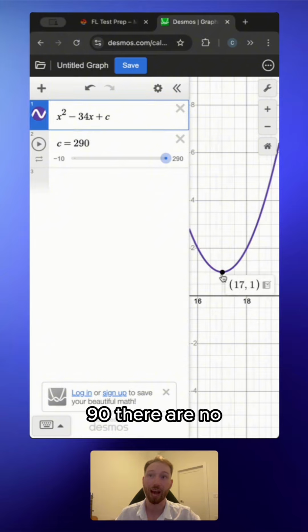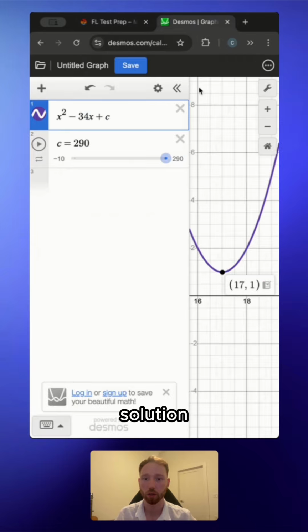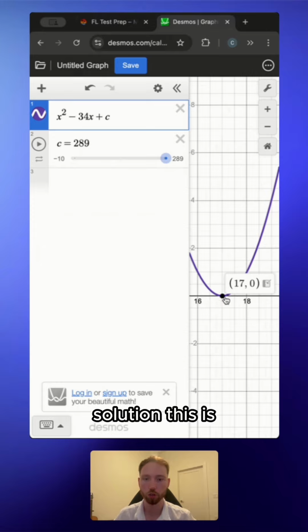So when C is 290, there are no solutions. But remember, I'm not looking for C. I'm looking for the least possible value of N. And N is the last number when C has a solution. So when I put in 289, I can see that there's one solution. This is the last number that C could possibly be before it has no solutions.